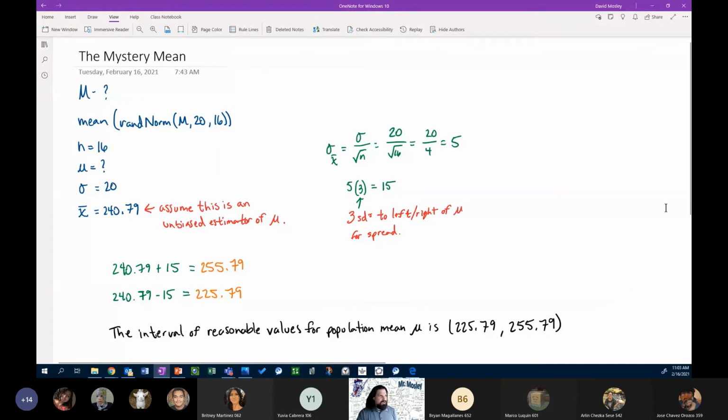Are there any questions about what I did here in this example? Anything I can clarify?